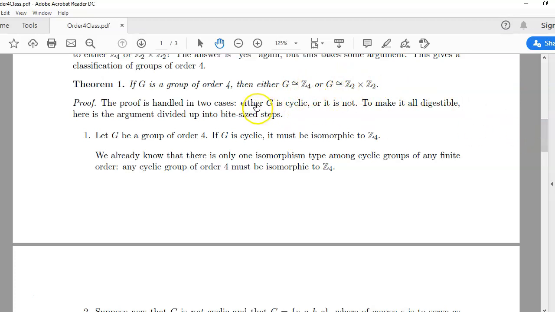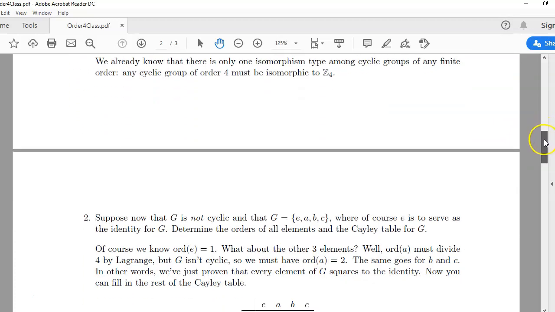Okay, so, but again, my group is either cyclic or it's not. So in the cyclic case, I'm done, it's Z4. What I've got to argue is that if G is not cyclic, it has to be Z2 cross Z2, and that's what the rest of this proof does.